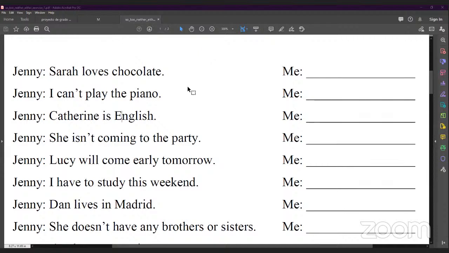Catherine es inglesa. Como diría, yo también. So and I.